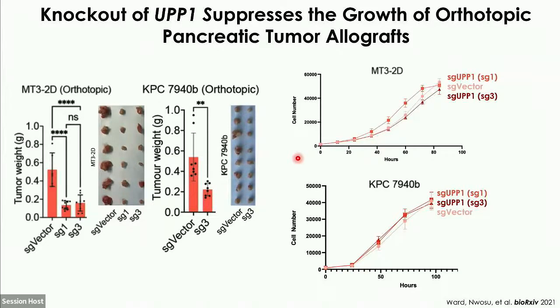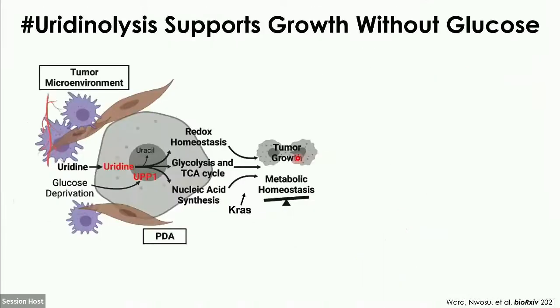The decreased growth in vivo was also remarkable, particularly when compared to the in vitro growth of the UPP1 knockout cell lines, which do not exhibit proliferative defects. These results suggest that UPP1 and uridine metabolism are uniquely required within the metabolic constraints imposed by the tumor microenvironment.